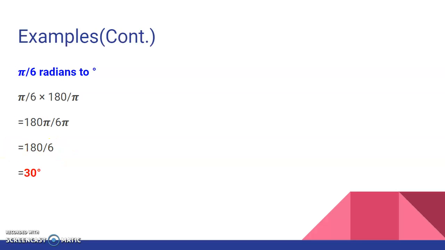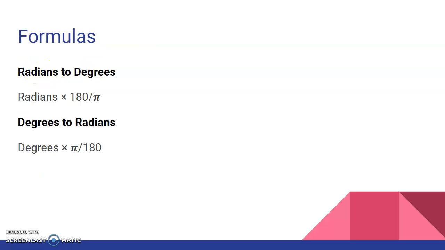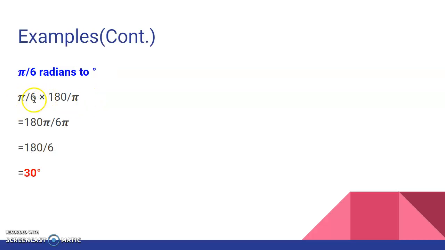Another example now, we'll be converting pi over 6 radians to degrees. If we look back at the formula, we know that we have to use the radians to degrees formula. So we plug in our radian, which is pi over 6, and we multiply that by 180 over pi. So we have pi over 6 times 180 over pi, and that would give us 180 pi over 6 pi. These are the same units, so we can cancel the 2 pi's out from each other, which leaves us with 180 divided by 6. And we know that 180 divided by 6 gives us 30 degrees.